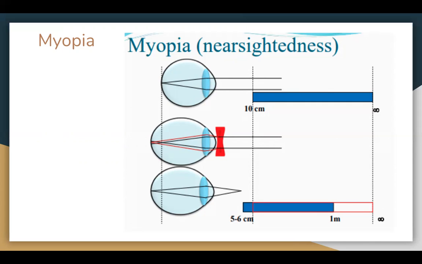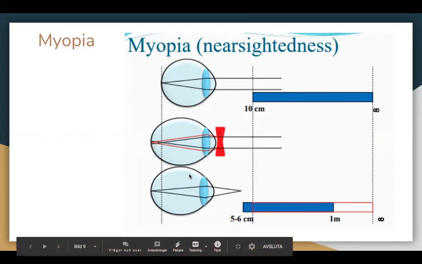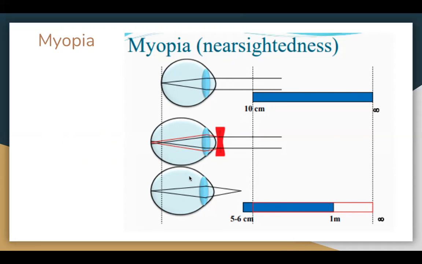Starting with myopia, the most common cause is that the eyeball develops longer than normal, as we can see here, or it could be due to refractive powers being stronger than normal. Nearsightedness is experienced by almost half of the population. It's just good to know.